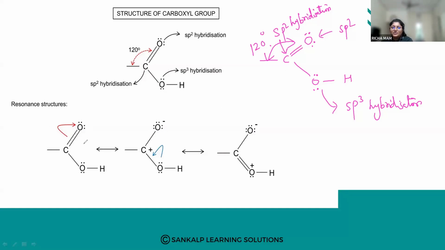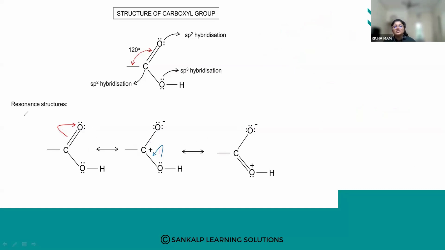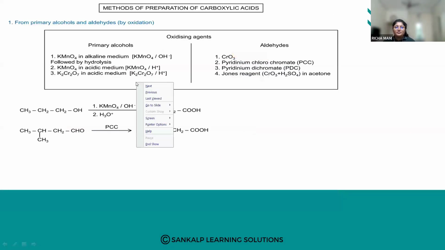You can also see the resonance structures of the carboxyl group. We write them like this. Here you can see that the carboxyl carbon is less electrophilic than the carbonyl carbon. You can see that from the resonating structures. So this is all about the structure of the carboxyl group.